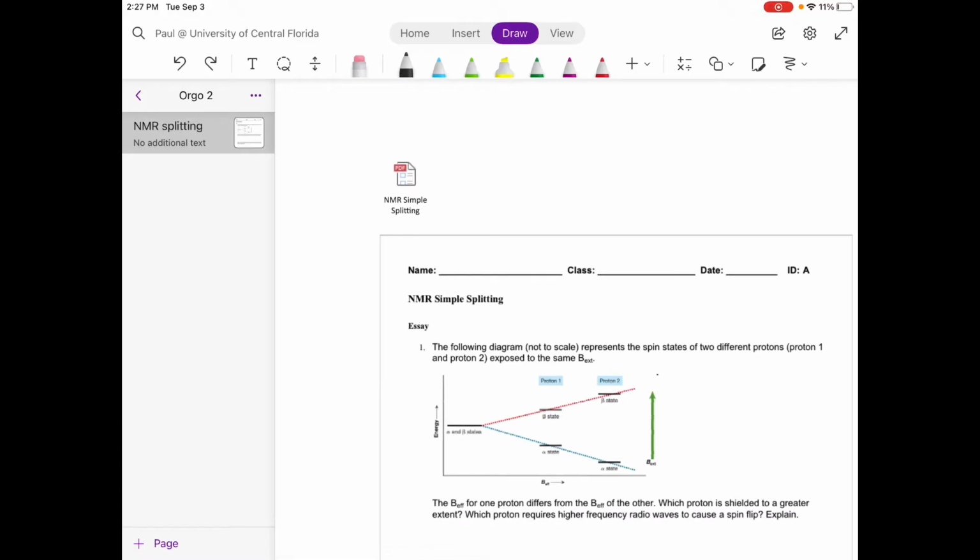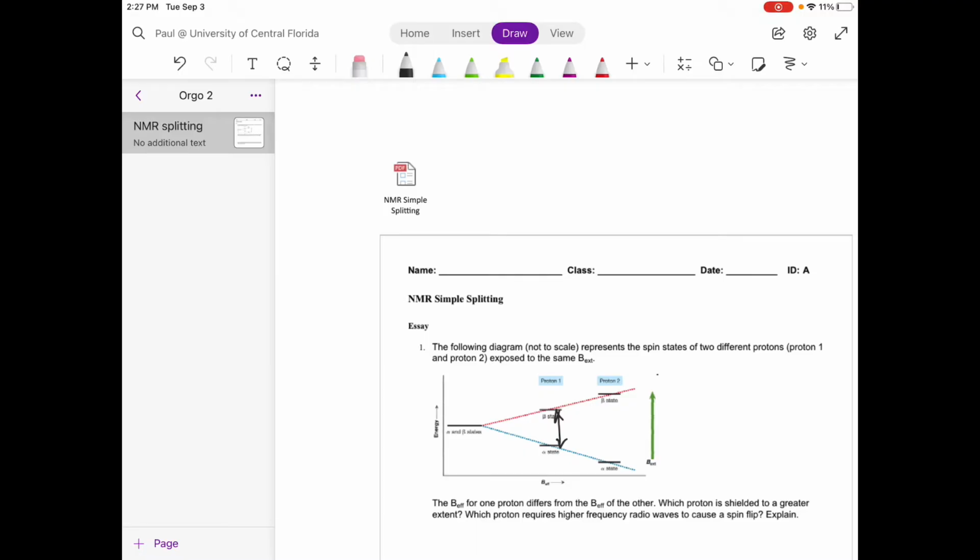And so proton 1 has more electrons around it, or electron density is probably a better way of saying it, and hence it's going to be shielded from the external magnetic field. So it's not going to feel as much of the external magnetic field, and so that gap between the alpha and beta states will be smaller.